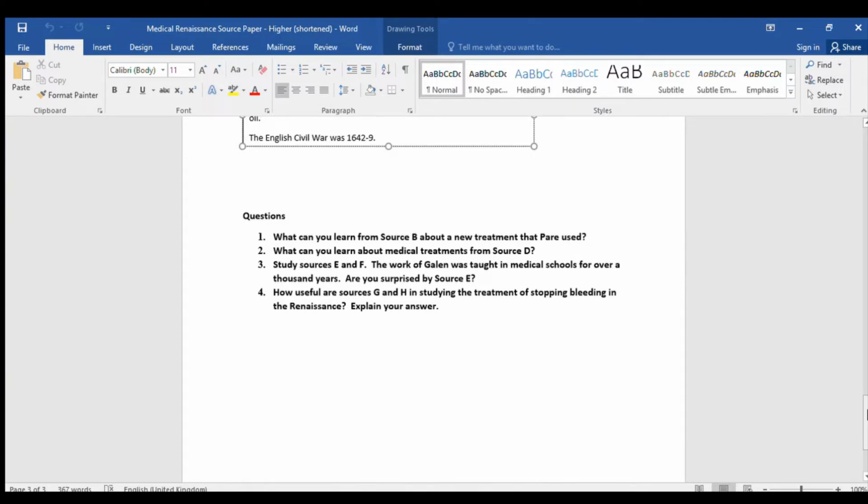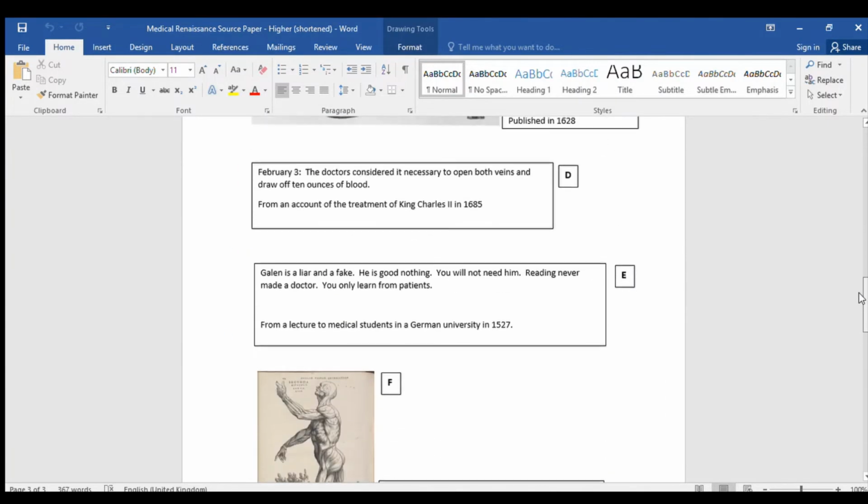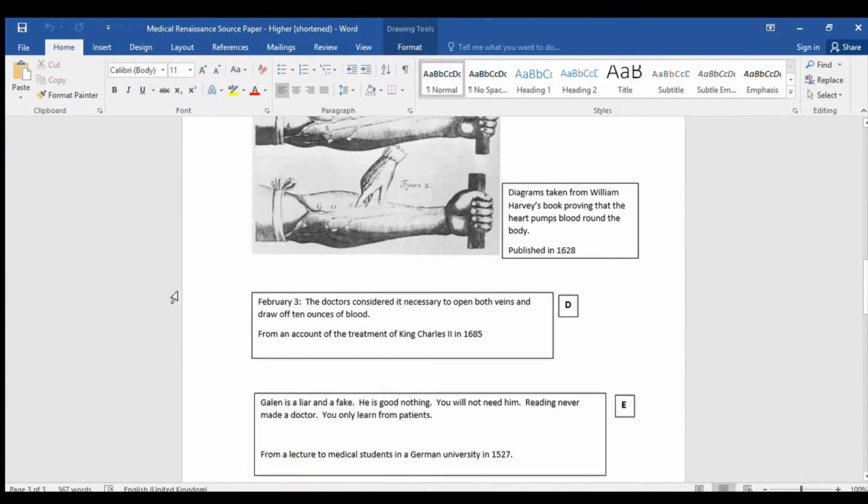Question 2 says what can you learn about the medical treatments from source D? So again, another what can you learn? What can you find out from that source? Source D is a really short one, just this written one here. All I want to know from that source is what is the name of the treatment it is describing and why did they do it? Simple as that.